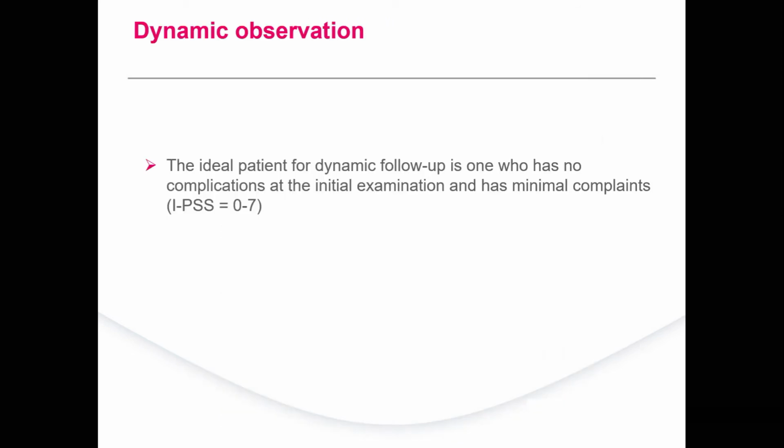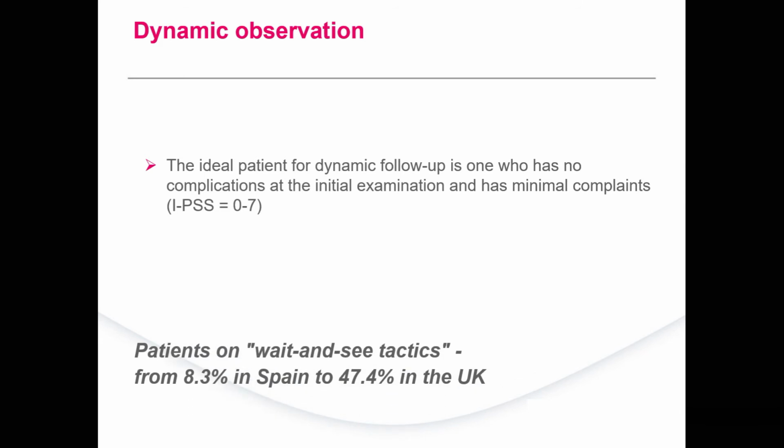So, dynamic observation for the patients. The ideal patient for the dynamic follow-up is one who has no complications at the initial examination and has minimal complaints. The I-PSS scale is up to 7. The patients on watch and wait tactics range from 8.3% in Spain to 47.4% in the UK. It depends on the level of medical help in the countries.